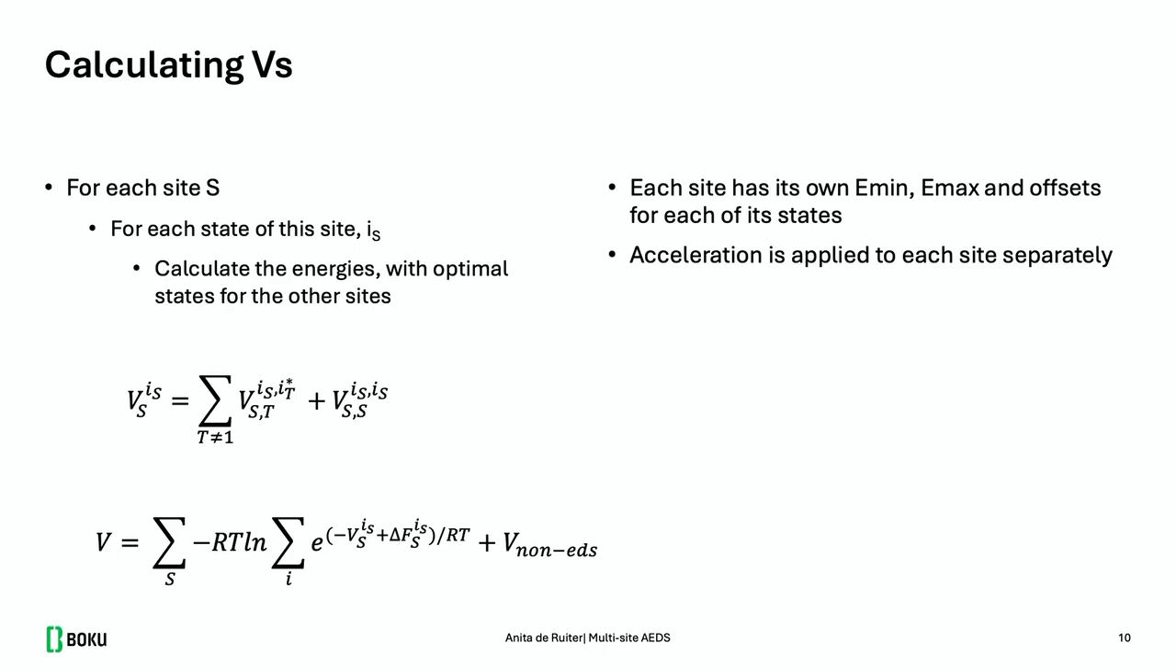Now we're going to calculate the energy for the first site. So again, that would be the energy with itself and with the rest of the system. Also with the other site, if we're looking at the interactions between one site and the other site, for the other site we're going to assume that it is now in its optimal state, as we just defined before. And then we can just continue for all the sites and states, and sum over them. What's also important to mention is that each site will have its own Emin and Emax and the offsets for each of the states. And we apply this acceleration separately for each site.